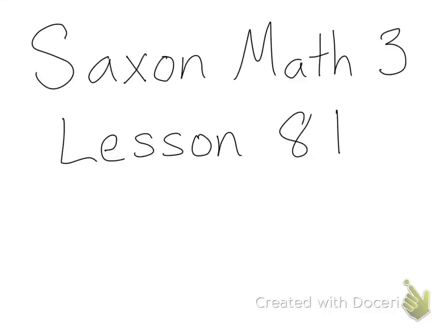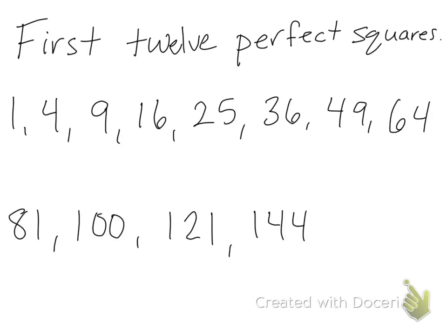Hello, today's lesson is lesson 81, finding square roots of perfect squares and finding the length of a side of a square given the area. So the first 12 perfect squares are 1, 4, 9, 16, 25, 36, 49, 64, 81, 100, 121, and 144.